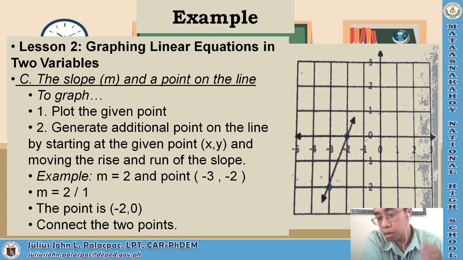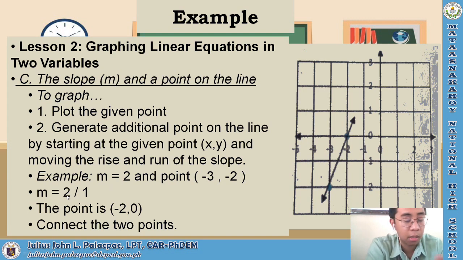So from the origin, we'll move -3, so 1, 2, 3 on the left, and -2 below. So 1, 2. So this is the first point. And then the slope is 2. It is a whole number. So a whole number can be written in fraction form with a denominator of 1. So 2 over 1 is also equivalent to 2.